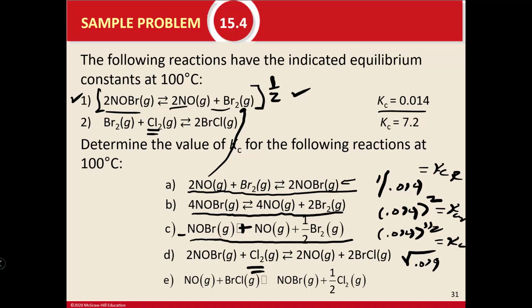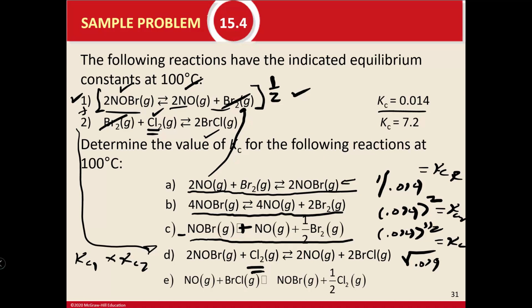So what happens if I combine these two reactions together? Well, that bromine and that bromine cancel out because they're intermediates. I'm going to have 2 moles of nitrosyl bromide and chlorine on the reactant side, and on the product side, I'm going to have 2 moles of nitric oxide and 2 moles of nitrosyl chloride. And that's what I have here. So that tells me I added reactions 1 and 2 together to get this reaction. So I multiply Kc for the first reaction times Kc for the second reaction, and that will give me the value for that one.